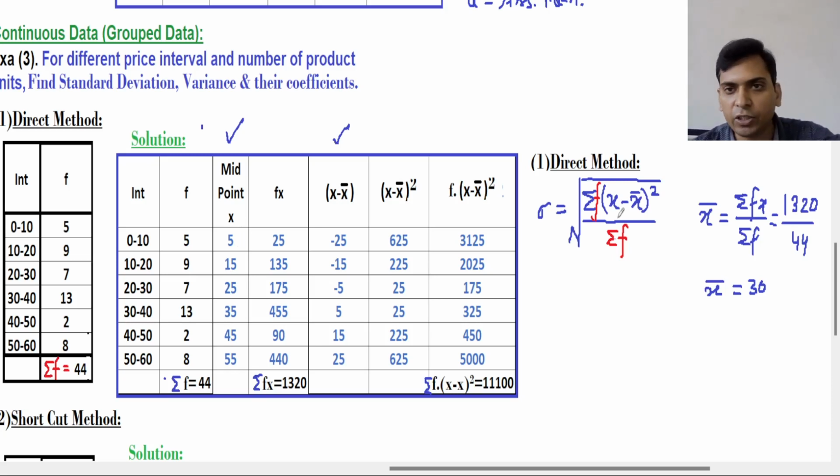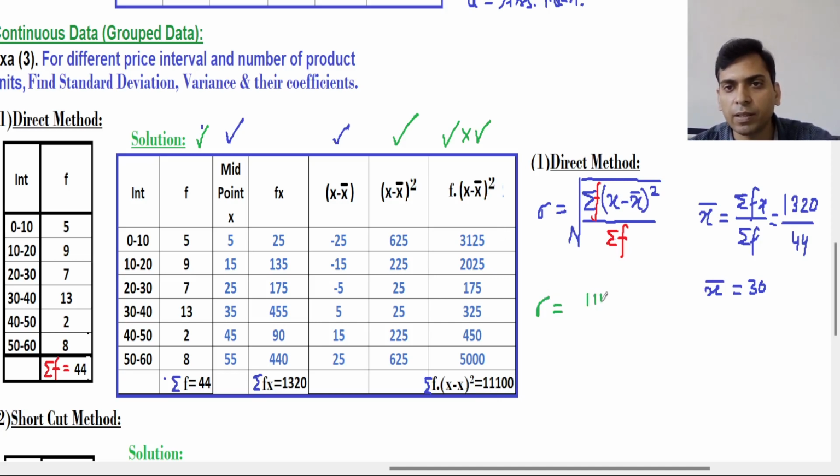And after that, your target is X minus X bar square. So we will create a column for X minus X bar square. This means the square of all these values. Minus 25 square is 625 and 15 square is 225. And then this term is multiplied by F. So we will multiply this column with the F column, and you will get this product. And then finally the summation of this last column. This is 11100. Now we will put all these values in this formula.